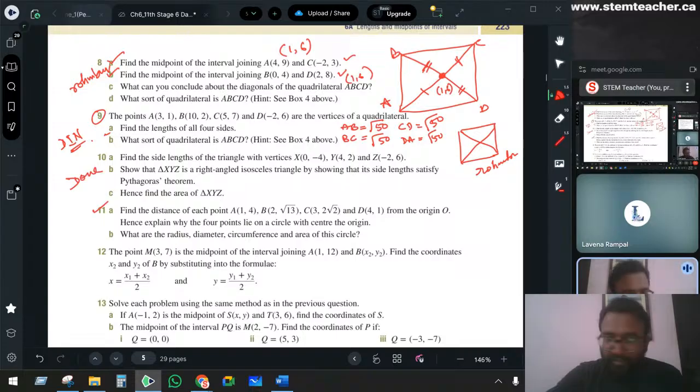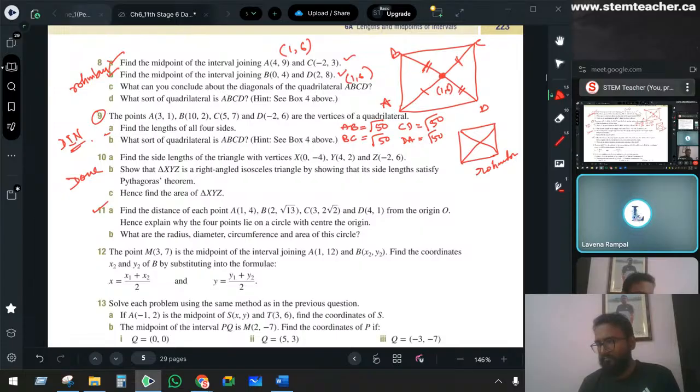So in the 11th question, what he is saying, can you read the question? Find the distance of each point A (1, 4), B (2, root 13), C (3, 2 root 2), and D (4, 1) from the origin O. From the origin, you have to get the distance of each. Okay, so hence explain that the 4 points lie on the circle with center at origin.